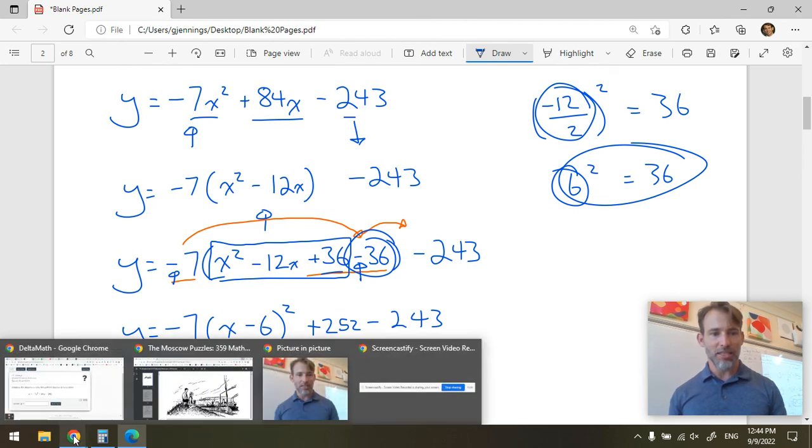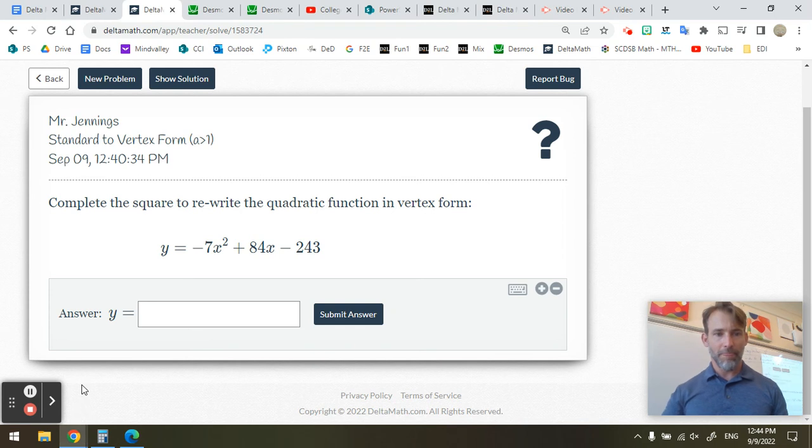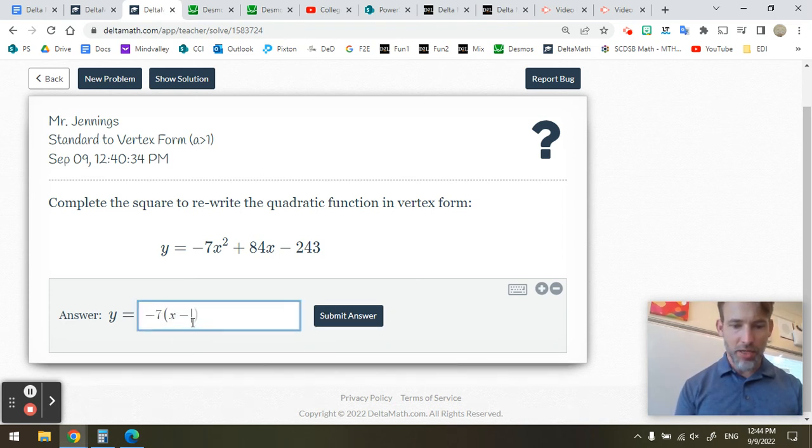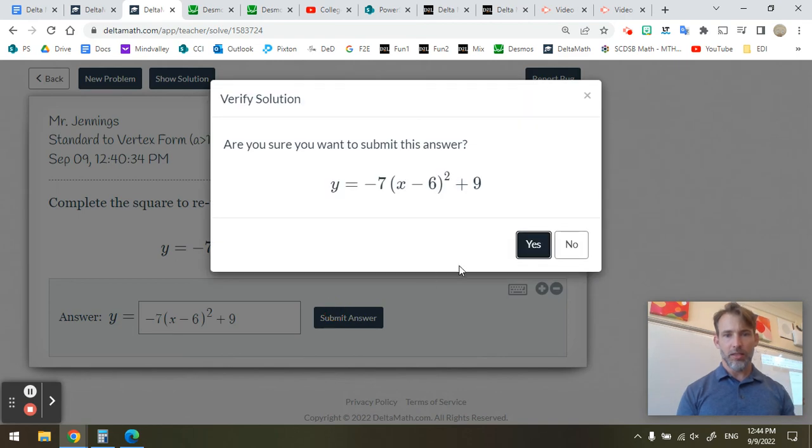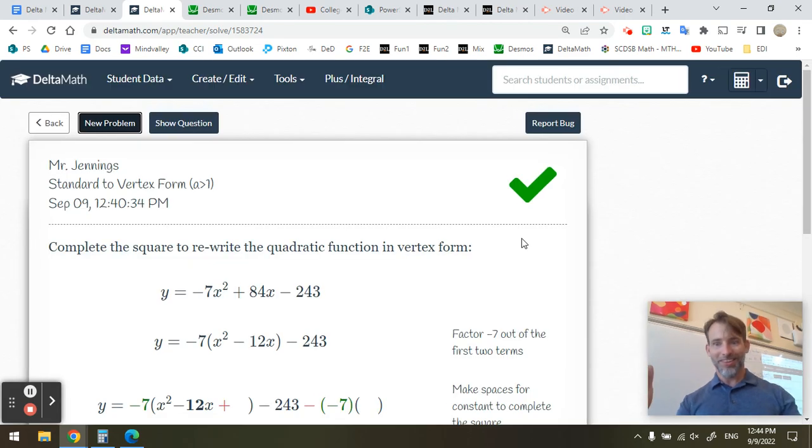Let's see if Delta Math likes that. Negative 7 times x minus 6 squared plus 9. Right. So that is completing the square to go from standard form to vertex form.